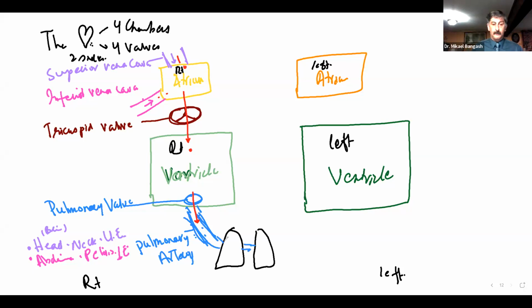But this blood here is going to be low in oxygen and high in carbon dioxide. Why? Because this is blood that returned back from the body cells, tissues, and so on. So the oxygen that they had when they started that journey has already been, most of it, not all of it, but most of it, delivered to the tissues.